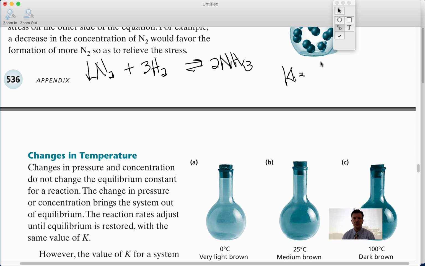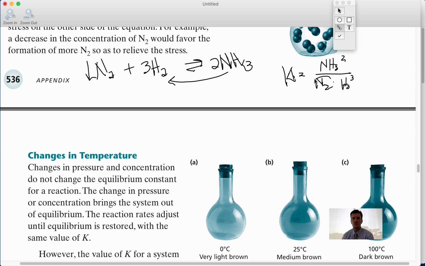The K value here would be NH3, the concentration of NH3 squared, over the concentration of the N2 times the concentration of the H2 cubed. If you take away some of this N, you're lowering the denominator. So this has to replace some of that partially, not all of what you took out, but it's going to replace some of it. So it's going to shift to the left. We say it shifts left.